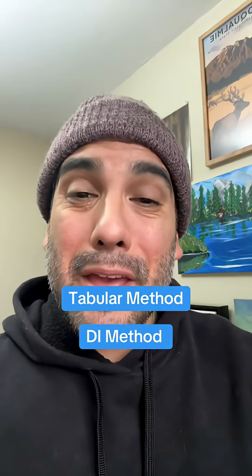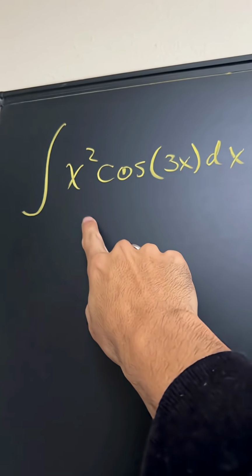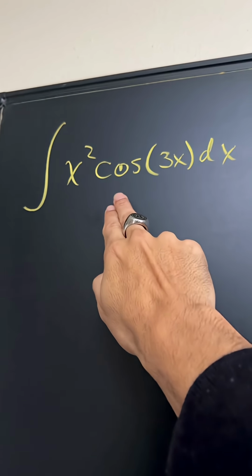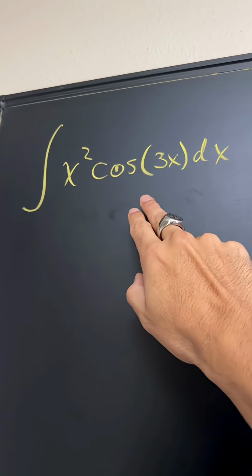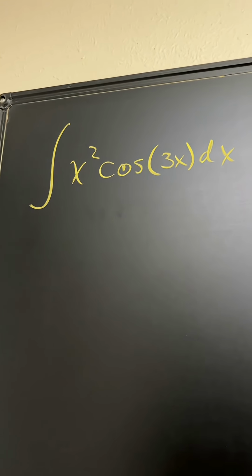And just so you know, some people have different names for this. Some people call it the tabular method, some people call it the DI method, but I just like ultraviolet voodoo and tic tac toe. And the way we know that we're gonna use this particular technique is whenever you have this polynomial, just like an x squared, and then you have a trig function, whether it's gonna be cosine, sine, but you can also have an exponential like e to the 3x.